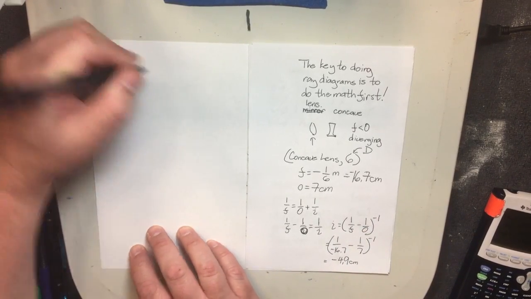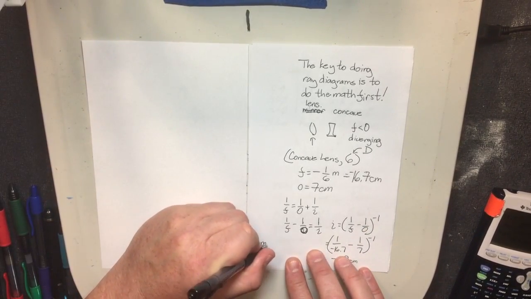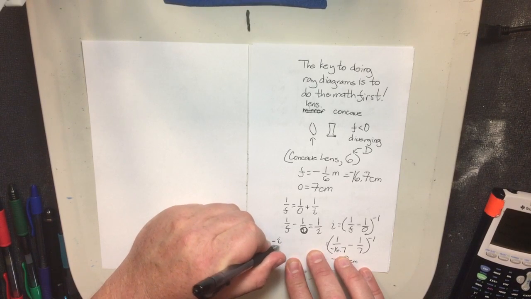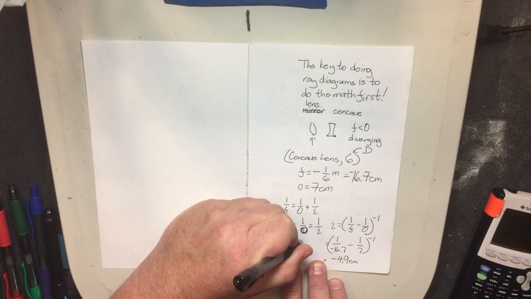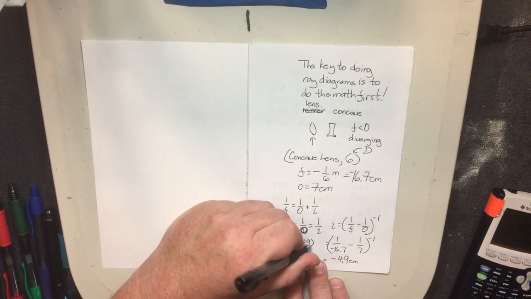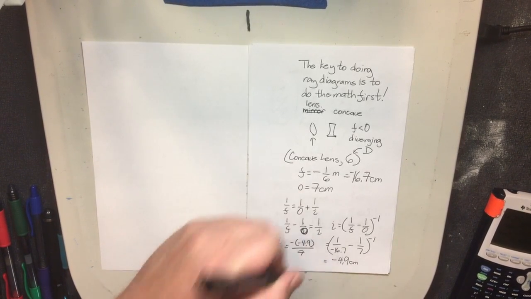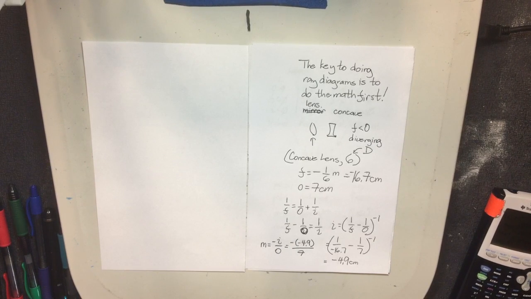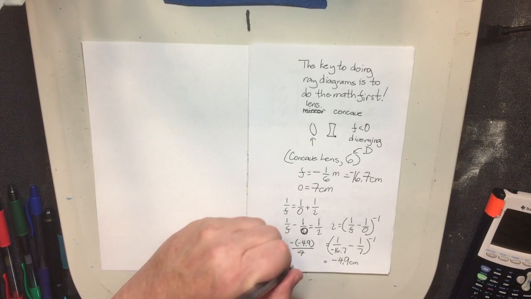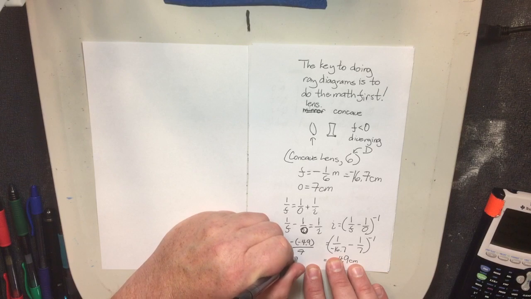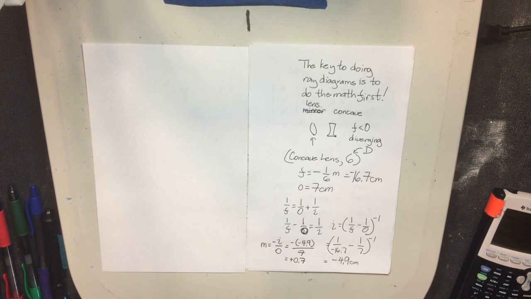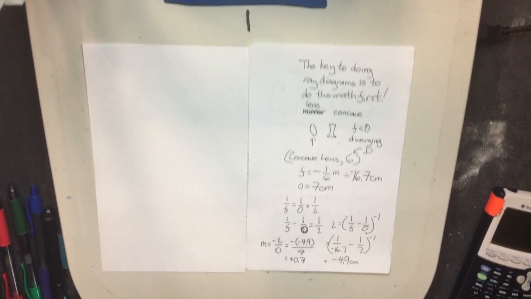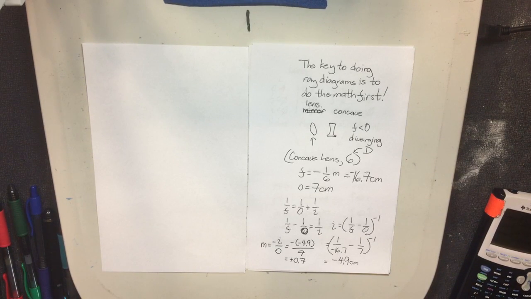Magnification. Negative I over O. Negative negative 4.9 over 7. So positive 0.7. Now what that tells me is I know what this image looks like.